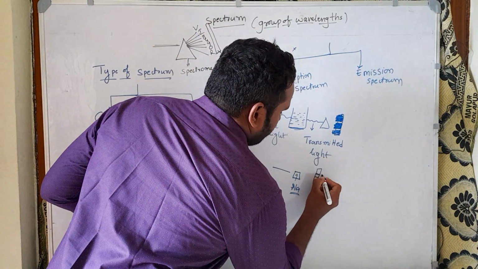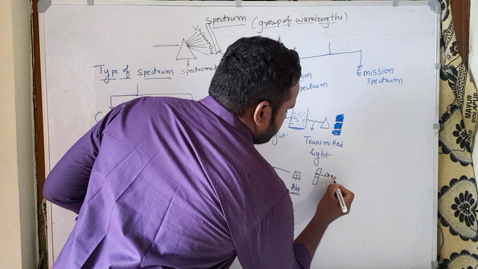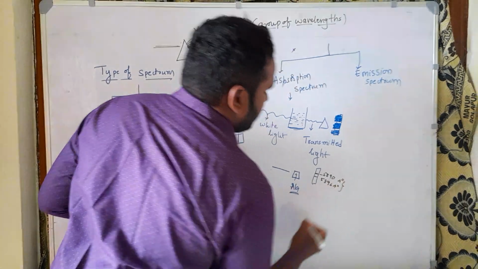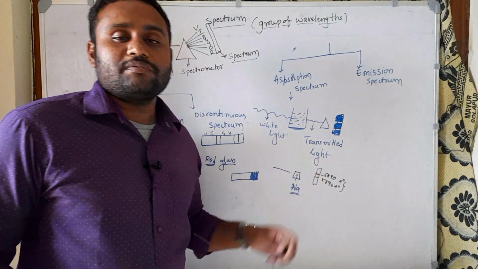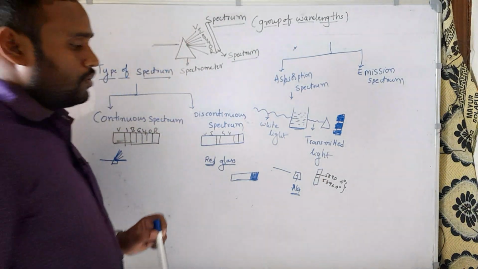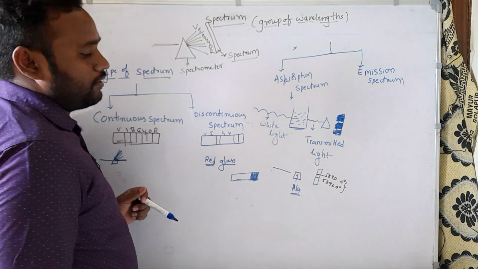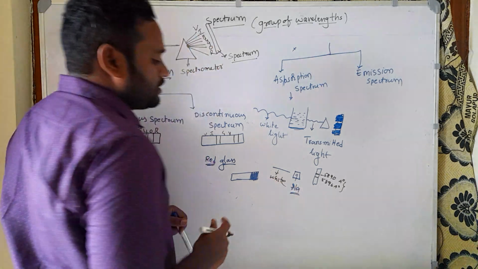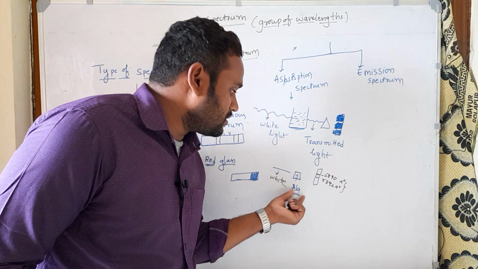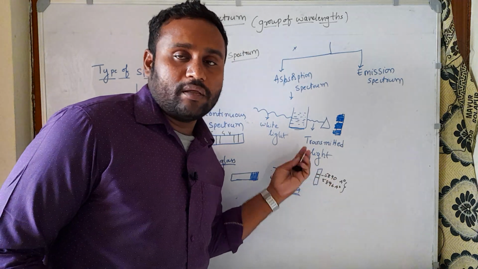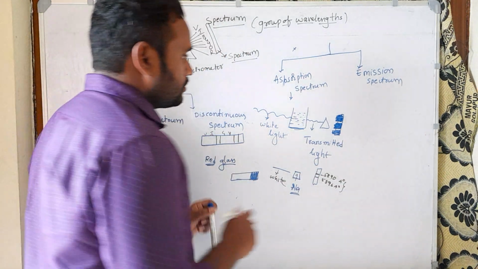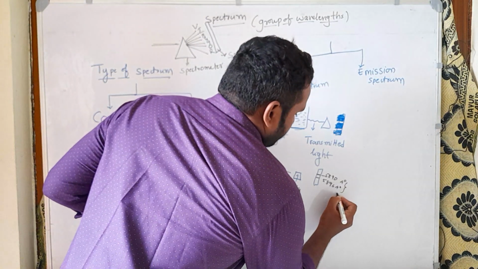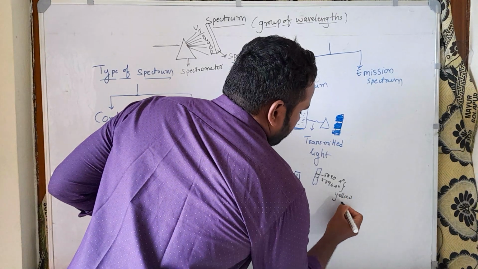Over a bright background at 5890 and 5896 Angstroms. At this range we can observe the two dark lines over the bright background, which means in this white light, this sodium is absorbing these two wavelengths and the remaining wavelengths it is transmitting. So this type of spectrum is called what? Absorption spectrum.